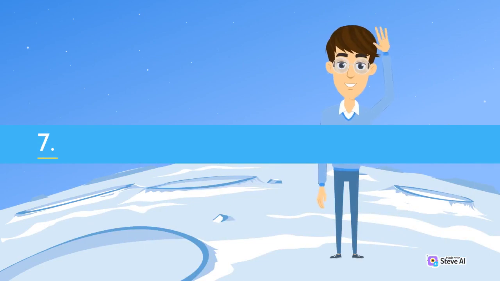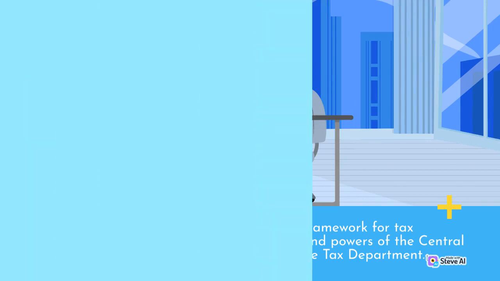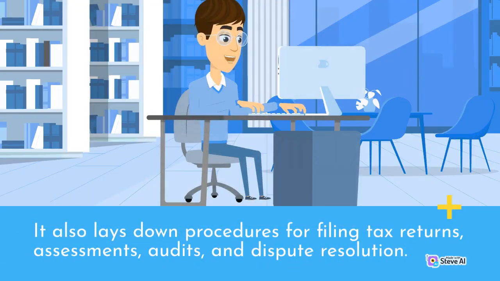7. Tax administration. The Act establishes the framework for tax administration, including the establishment and powers of the Central Board of Direct Taxes (CBDT) and the Income Tax Department. It also lays down procedures for filing tax returns, assessments, audits, and dispute resolution.